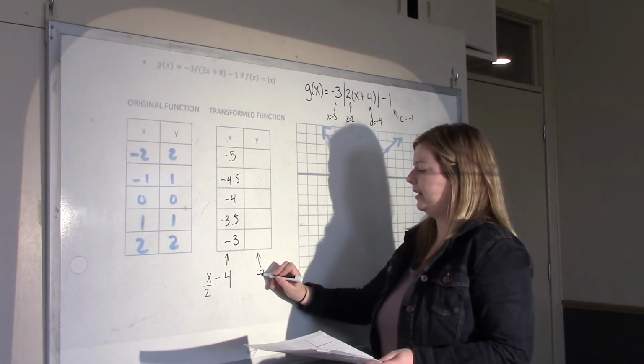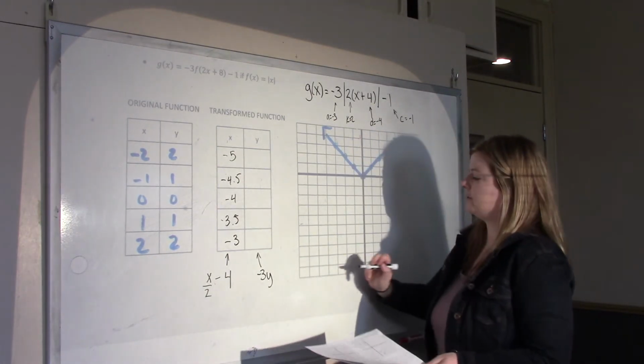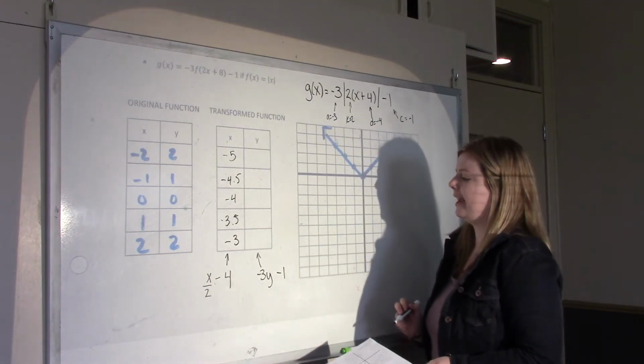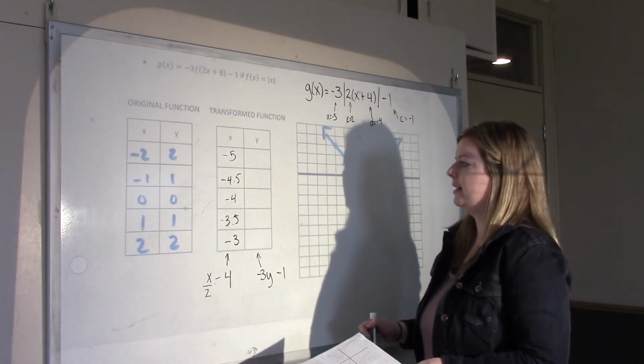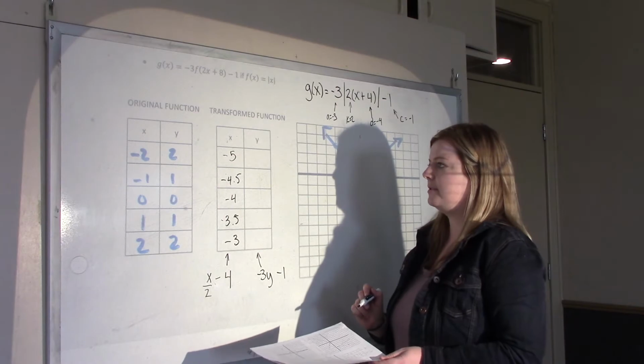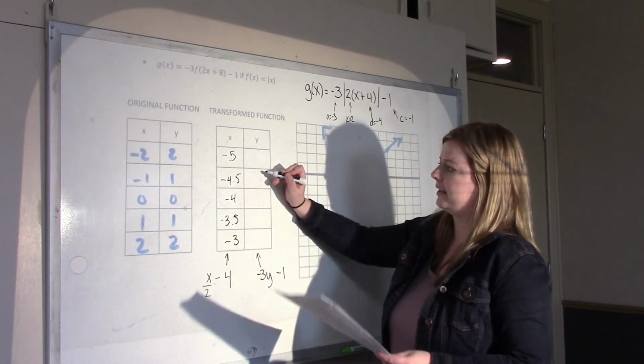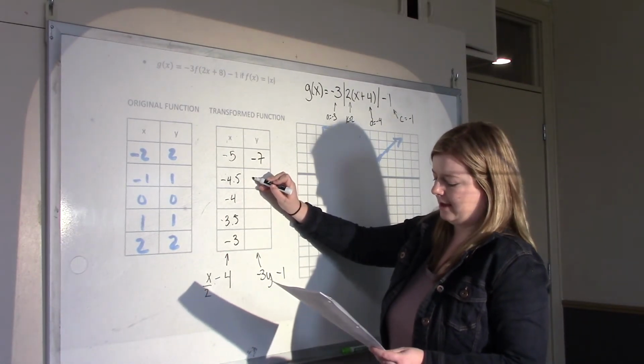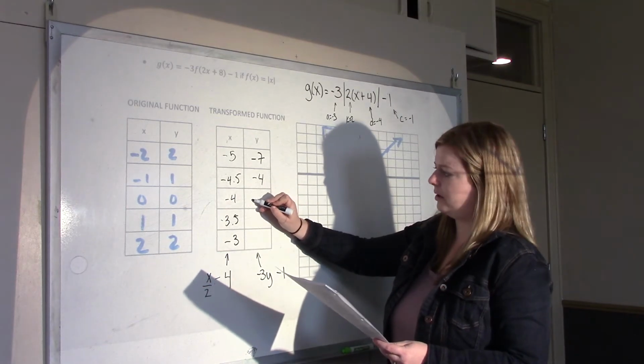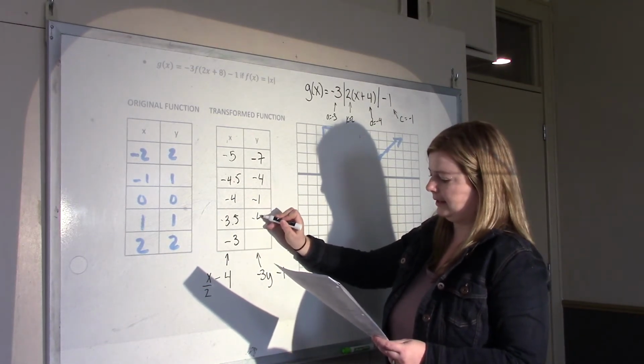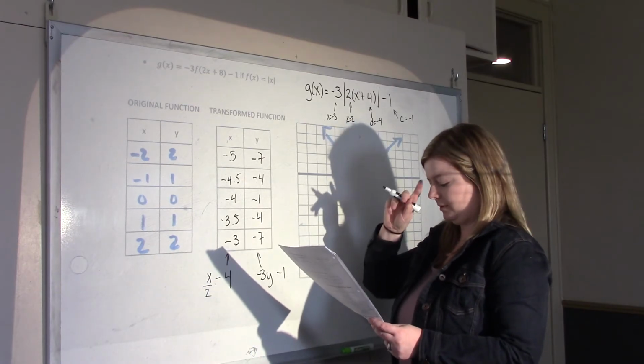Okay? And the y values, so we go to our a and our c, are being multiplied by -3, and then subtract 1. Okay, ay plus c. That's how we get that. So -3 times 2 is -6. -6 minus 1 is -7. And you continue that all the way down. -4, -1, -4, -7. Okay?